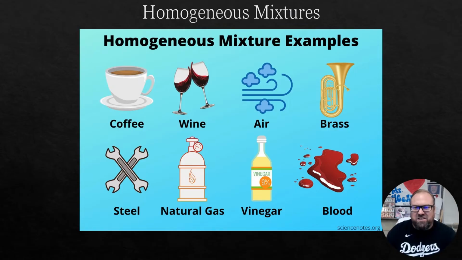All right, so I like this slide. This is an example of homogeneous mixtures. So this is a nice visual representation. For homogeneous mixtures, we have things like coffee, wine, air, brass, steel, natural gas, vinegar, and blood. The big thing here is they're uniform in composition. Are there particles of different substances mixed together in there? Yes. For example, steel is going to be iron with a small amount of carbon atoms.